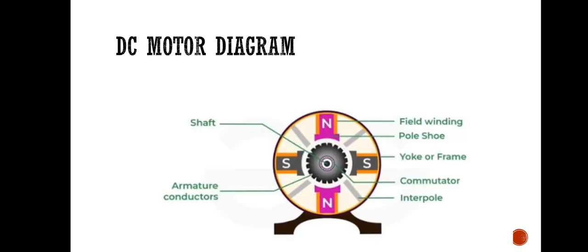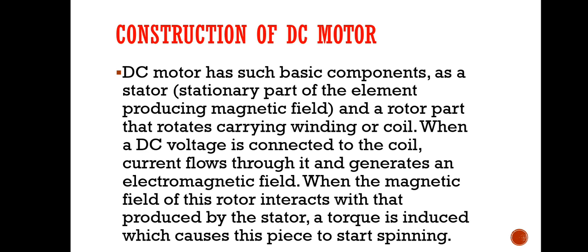Let us see the DC motor diagram. Construction of DC motor. A DC motor has basic components such as a stator and a rotor part that rotates, carrying a winding or coil. When DC voltage is connected to the coil, current flows through it and generates an electromagnetic field. When the magnetic field of this rotor interacts with that produced by the stator, a torque is induced, which causes this piece to start spinning.